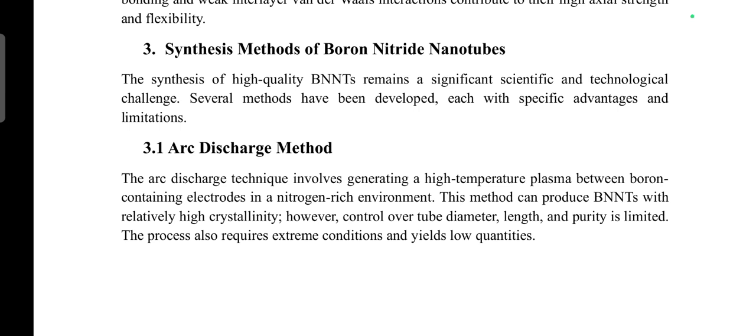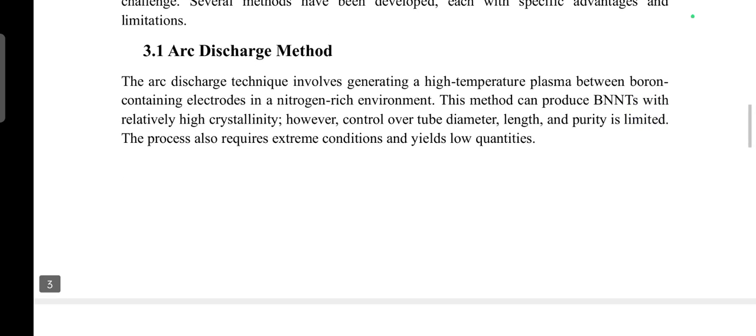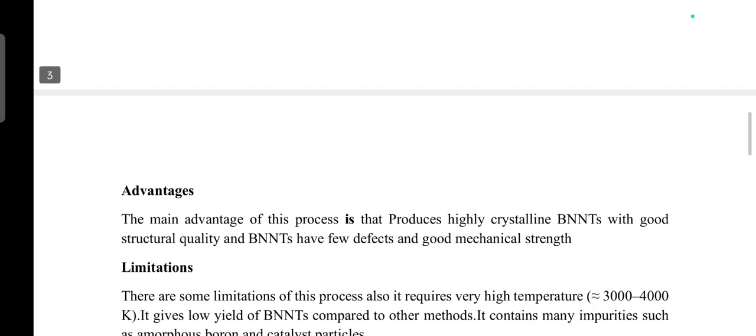The process also requires extreme conditions and yields low quantities. We can say that control over tube diameter, length, and purity is limited, so the process requires extreme conditions and it yields low quantities.